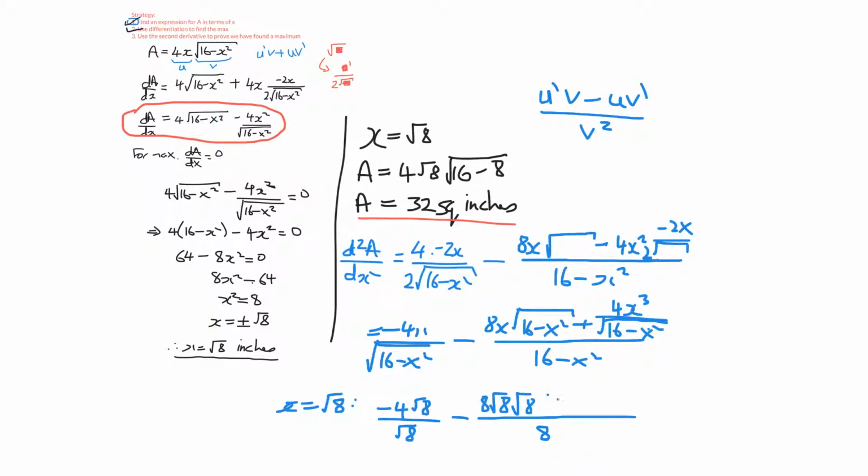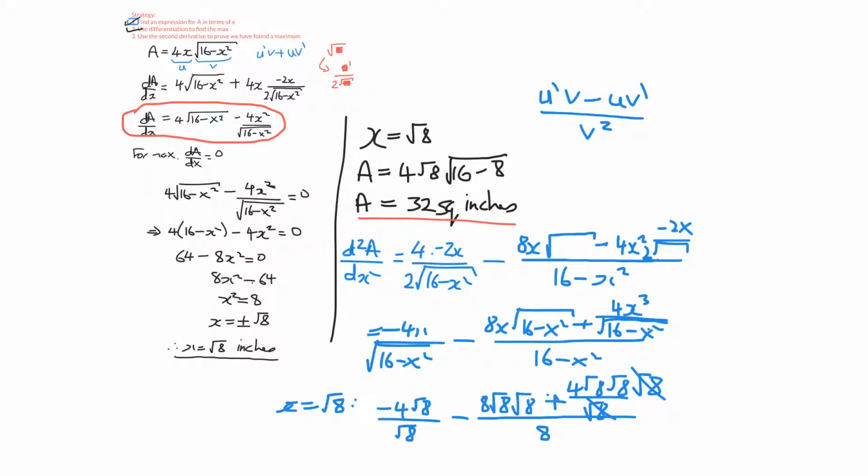Plus, and we've got a fraction in here. The bottom is root 8. And the top is 4x cubed. So that's 4 root 8, root 8, root 8. Now, why am I writing it like that? Well, it's because some of them will cancel. That will go. So the fraction's gone.